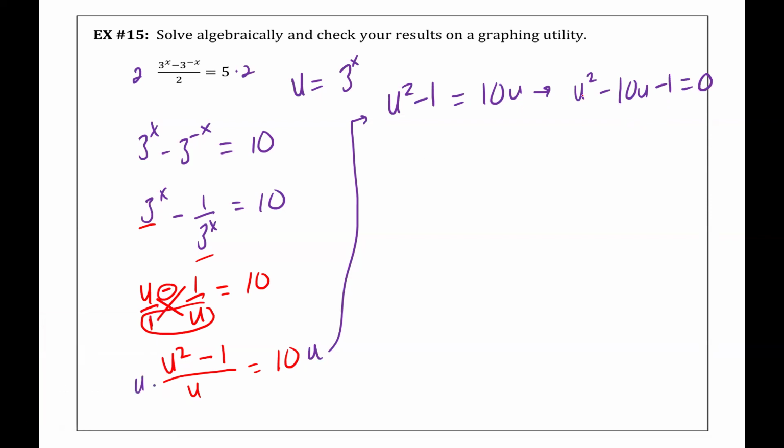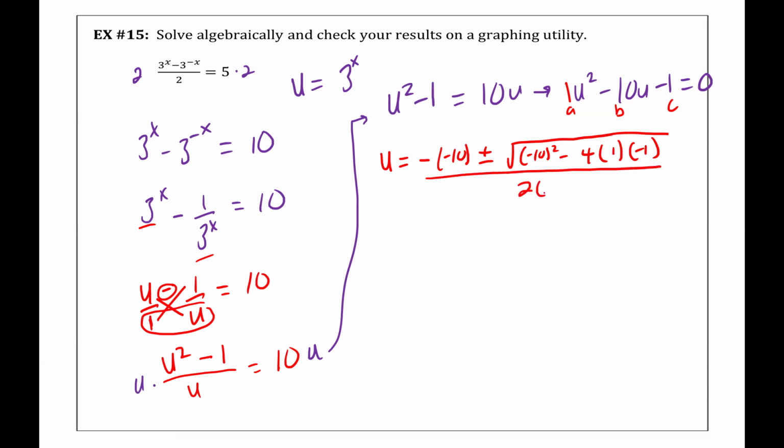So for the quadratic formula, recall that it's your a, your b, and your c coefficients and constant. And then it's x equals -b plus or minus the square root of b squared minus 4ac, divided by 2a. But in this case, we're solving for u. So u equals -b plus or minus the square root of b squared minus 4ac, divided by 2a. Okay, so we're going to keep simplifying this, and we get 10 plus or minus the square root of 100 plus 4, all over 2. That's going to equal 10 plus or minus the square root of 104, all over 2.